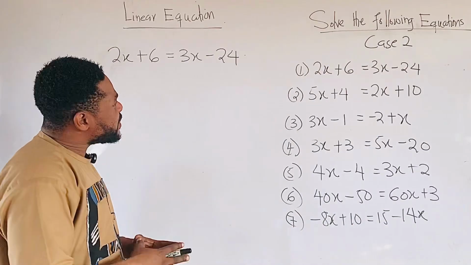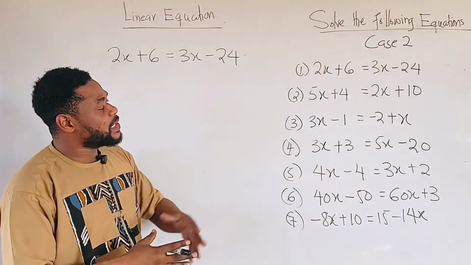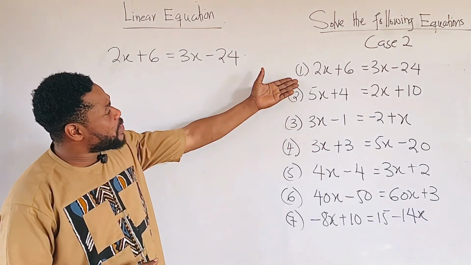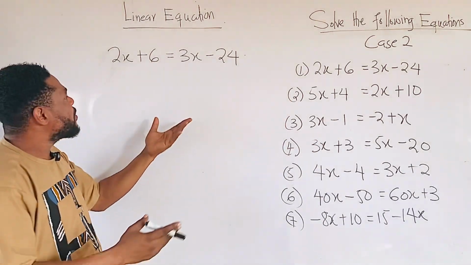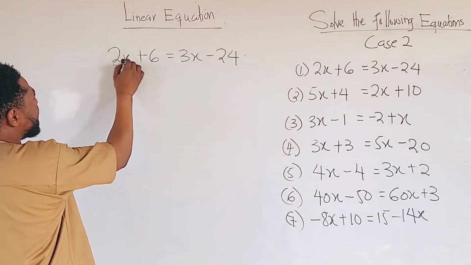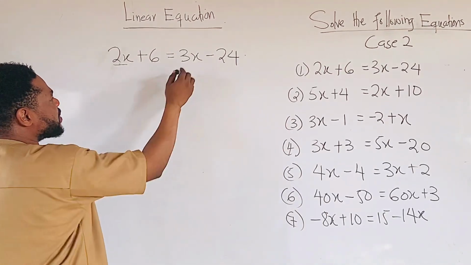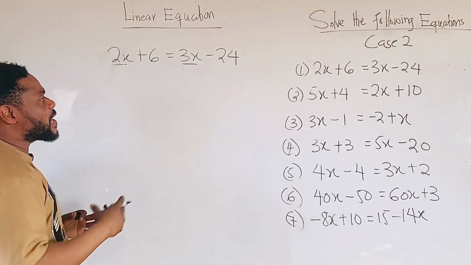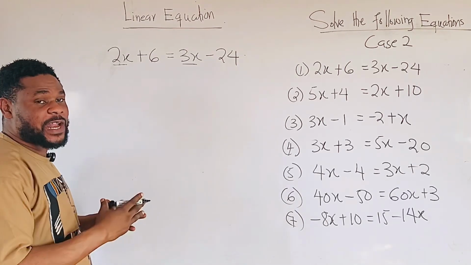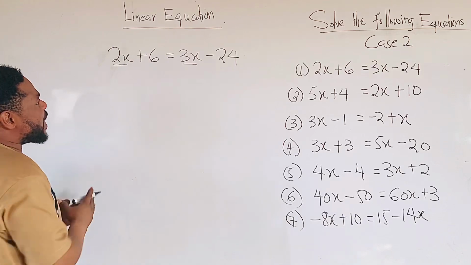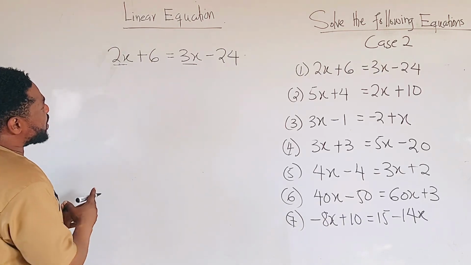Alright, let us look at case 2 of our linear equation. Now, when we look at question number 1, we are looking for x in this equation. But what can we see? We can see x on the left hand side of the equation. We can also see x on the right hand side of the equation. So we are going to perform what we call grouping of like terms. All right, we group all x at one side. Let's see how we can group them.